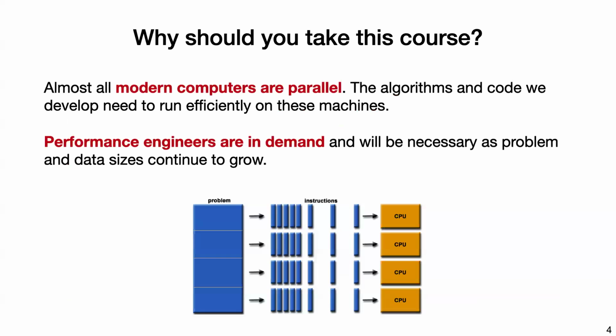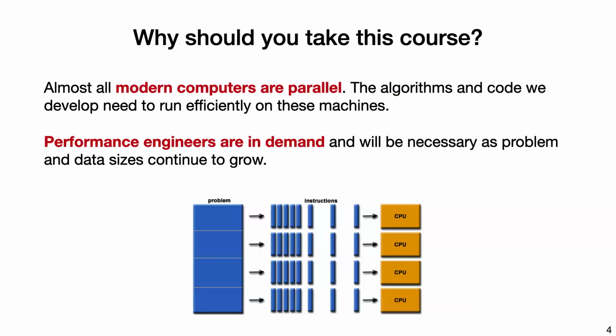The first half of this talk is going to be the syllabus, and the second half is going to be more of an introduction to HPC. So why should we take this? Almost all modern computers today are parallel, so we have to write algorithms and code to run efficiently on parallel machines. Parallel machines just means that if you have a problem, you can break it down into subproblems and do those parts at the same time for more efficiency.